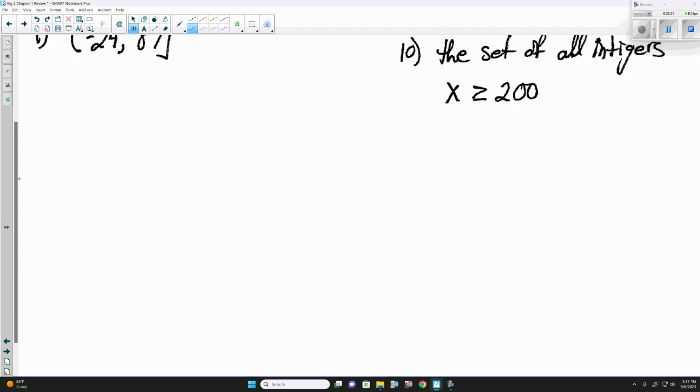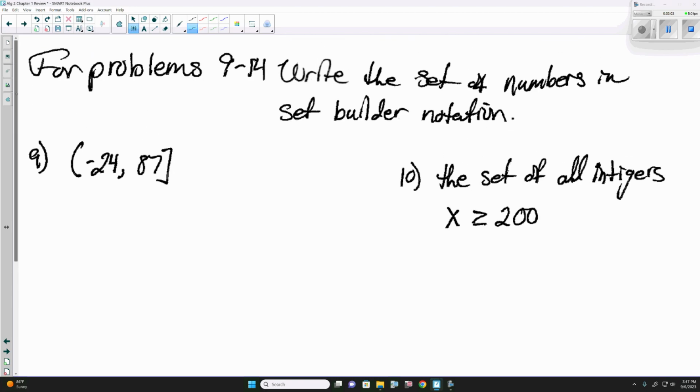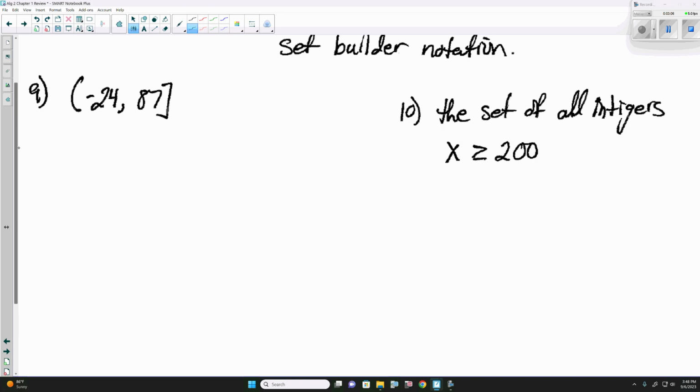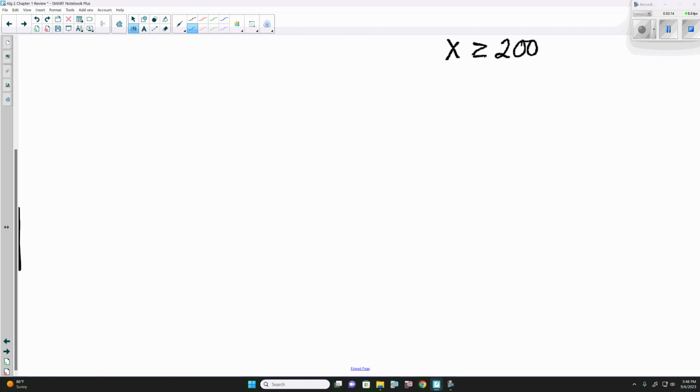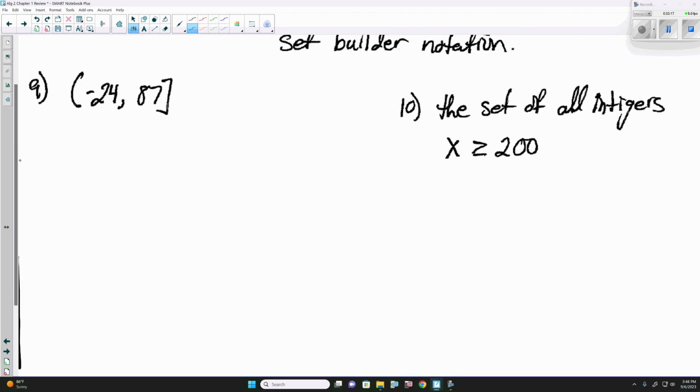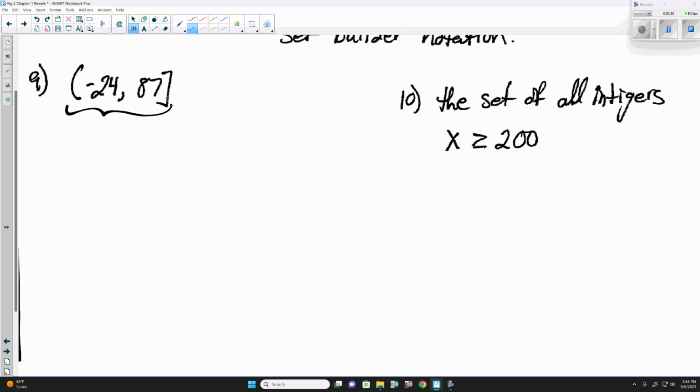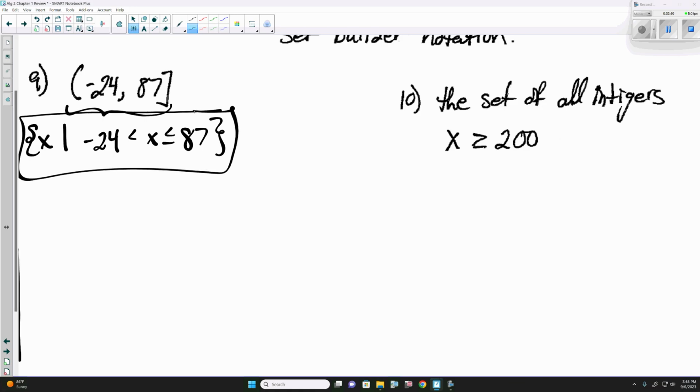Now, set builder notation is not going to be something that is going to be bonus questions on the test. So I'm going to specifically do 9 and one more. So we'll look at 9 first. I'm not going to look at 10. 9, the first thing we have to do is rewrite this as an inequality. So we do have two endpoints, and x is going to be in the middle. And we'll have our signs. Now, x is equal to 87, so we get this here. Now we'll have our x bar, this, and then this is our final answer.